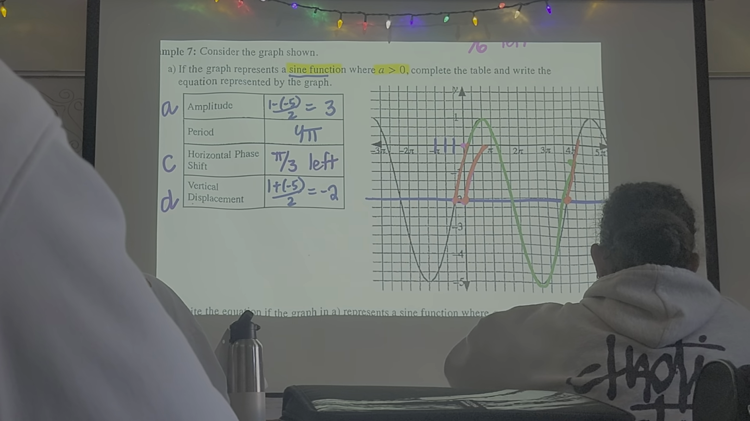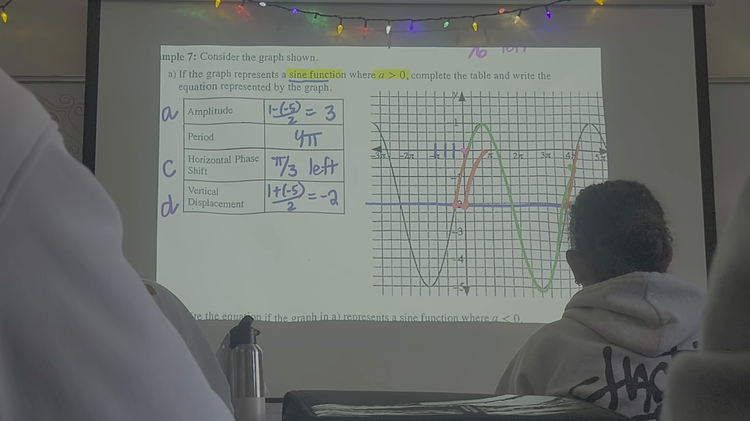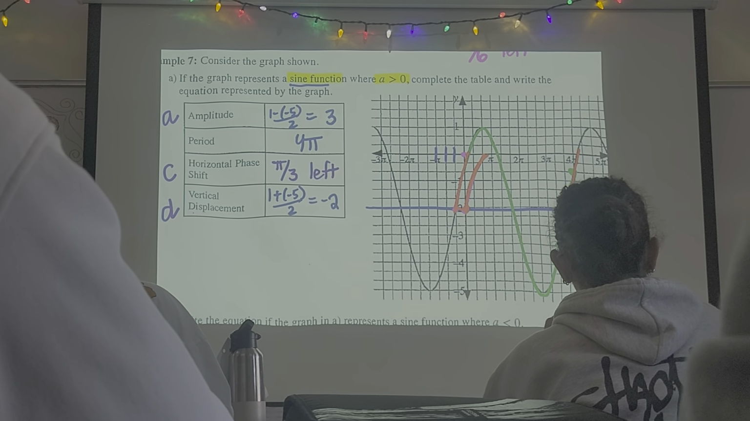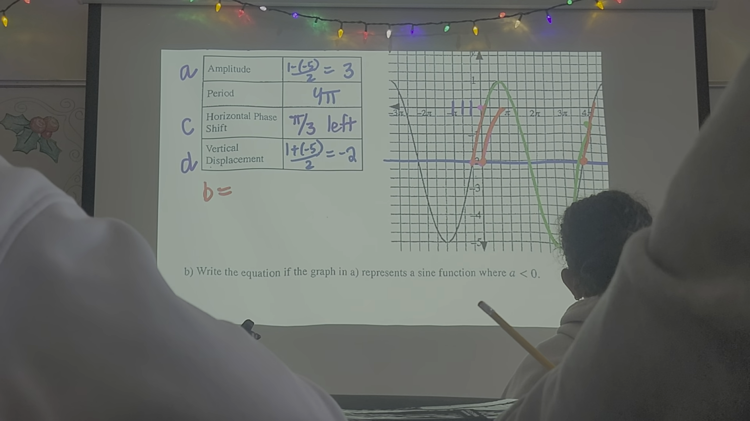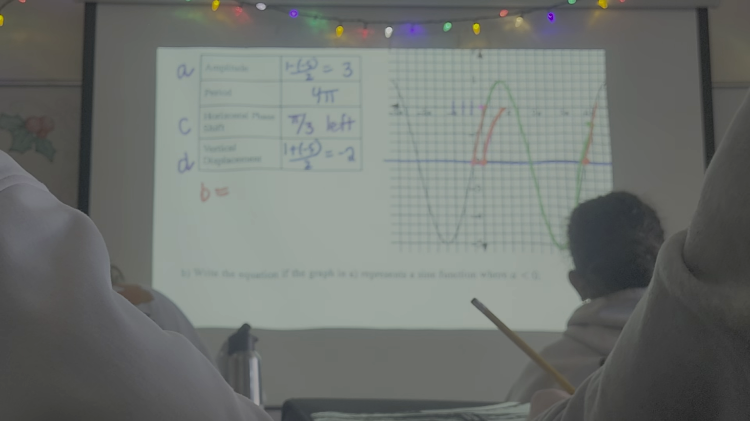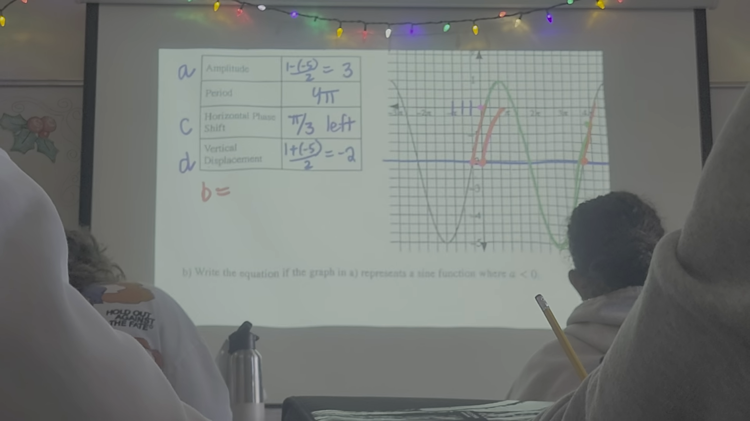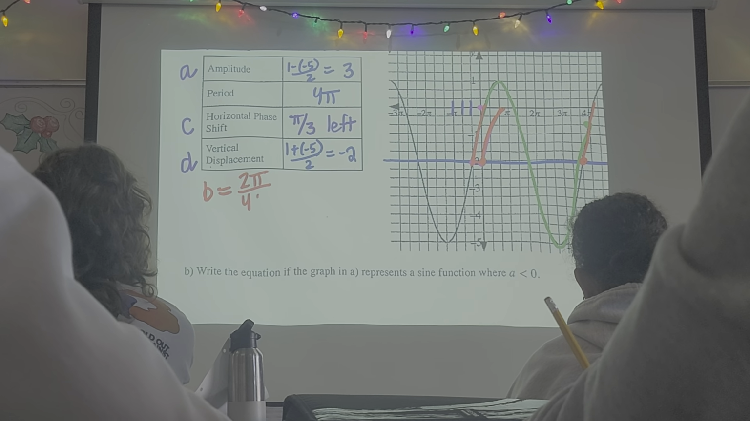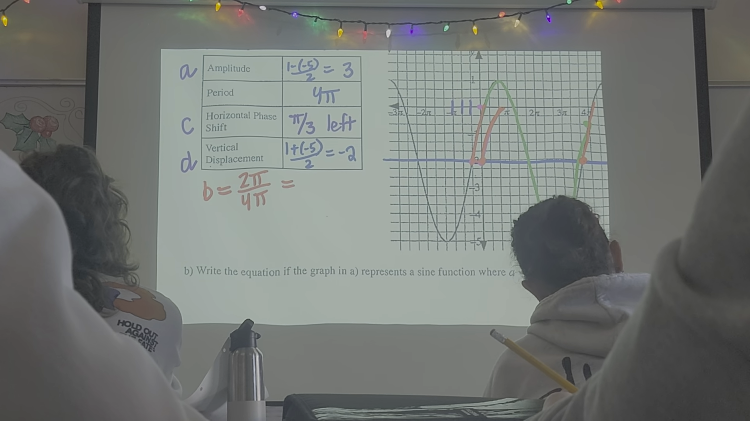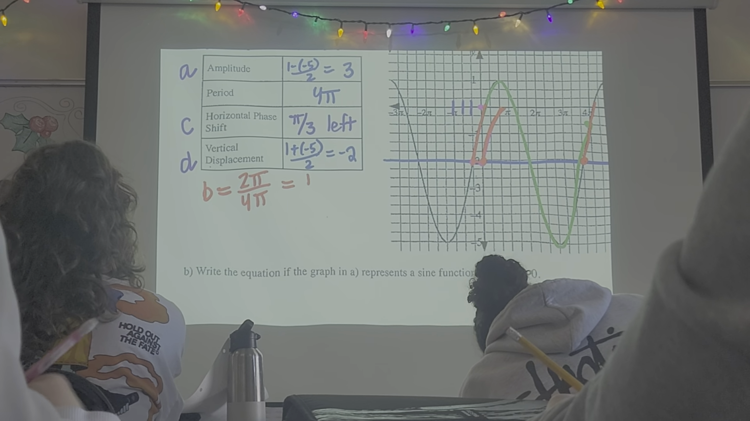Alright, so now let's figure out B, because we don't know B. We know period, but that's not what B is. What will B be? 2 pi over period. 2 pi over 4 pi. So B will be 1/2.